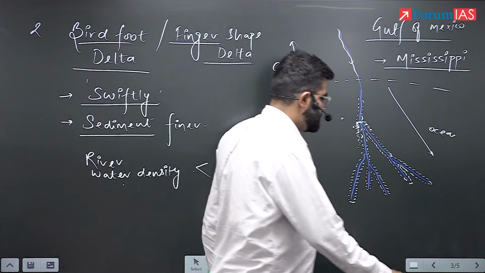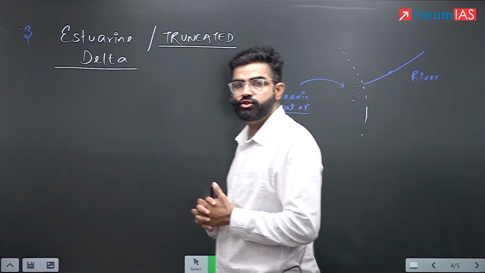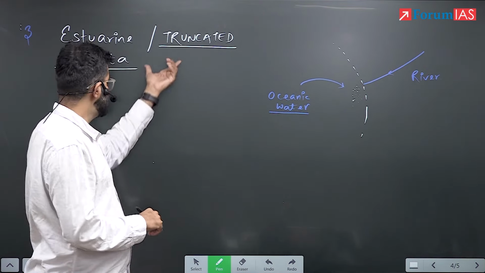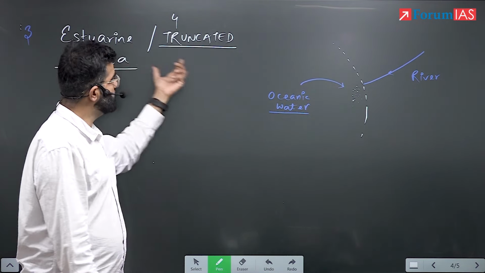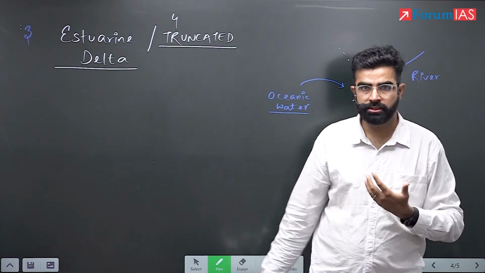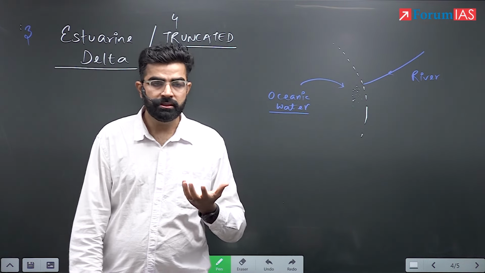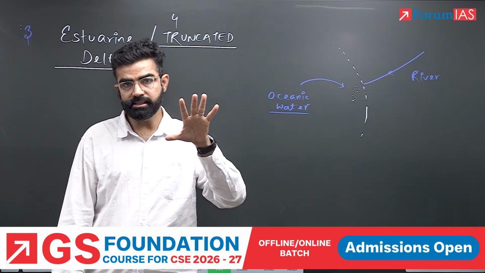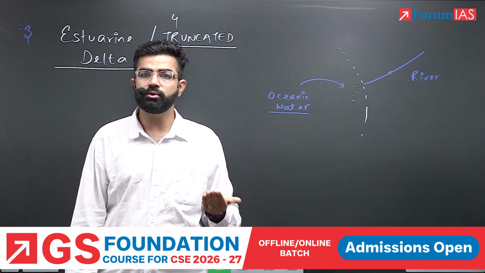Now, the next delta is known as Estuarine Delta. We can also call this delta a truncated delta. However, you can also separate this. This can be given as the 4th number, but more or less they are the same. Now see here, what is an estuary first? You should know what an estuary is. An estuary is the mouth of the river where the river is opening into the ocean or the sea under the sea water. Okay, meaning its mouth is submerged under sea water or the oceanic water.